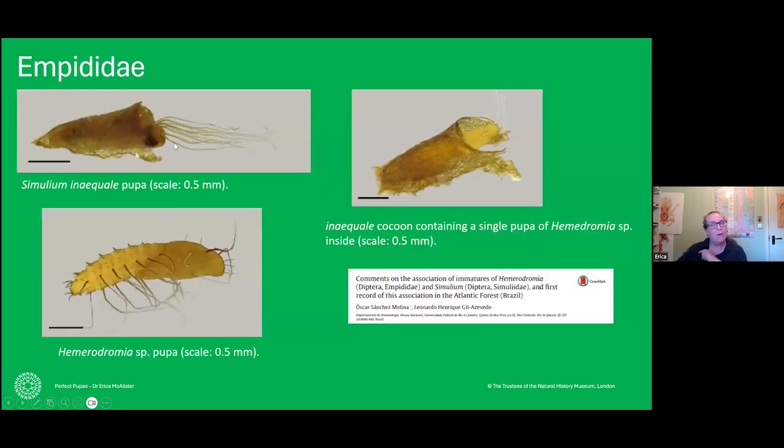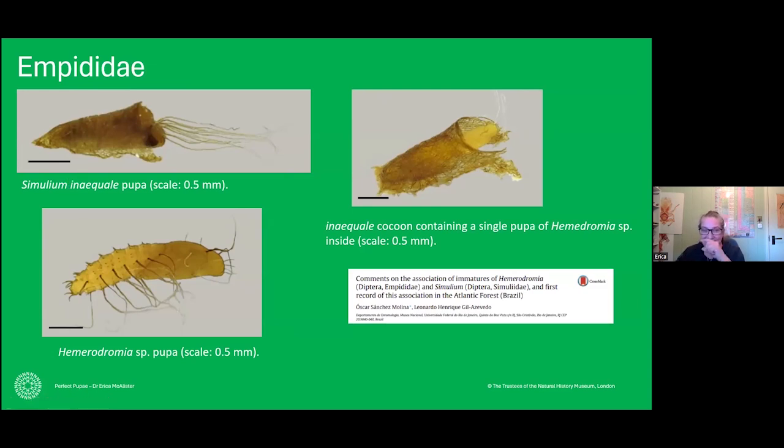Empids. Well, funny enough, look, there's a black fly. What's going on here? What I love about empids, not only look at this Hemerodromia pupae, very crazy looking pupae, but they are very predaceous, and these feed on the larvae and pupae of the black flies.